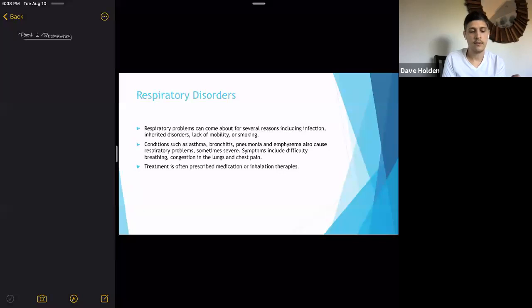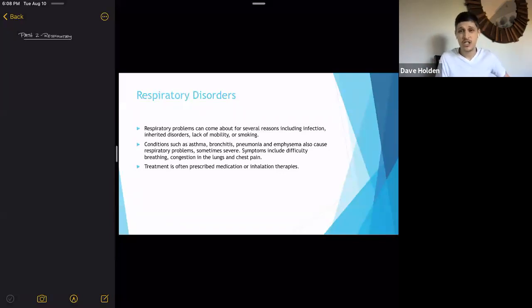And then we can't talk about lung issues without talking about smoking. Smoking has caused lots of different kinds of lung diseases, lung cancer, emphysema, COPD. So other conditions that people can develop, so things like asthma and bronchitis, these can lead to respiratory problems. Sometimes those problems are severe. Symptoms of these things will naturally include difficulty breathing. So anything with the lungs, you just kind of tack that symptom on there. They're going to have problems breathing.